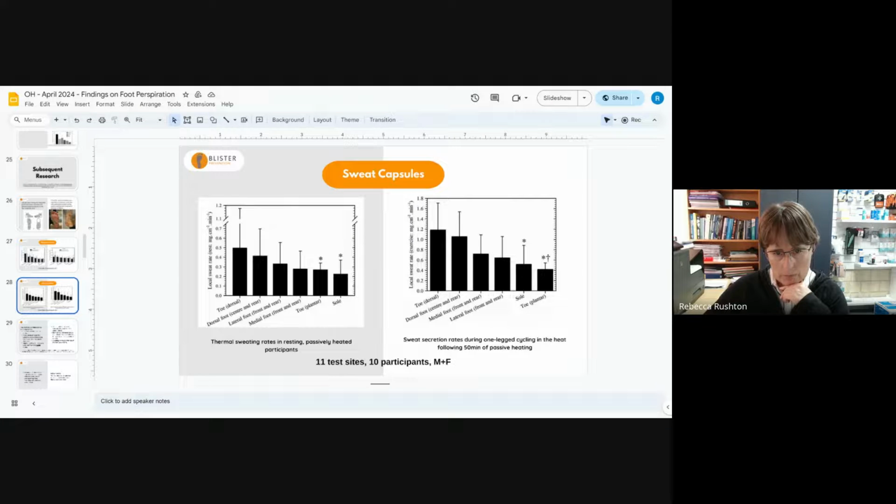And for the sweat capsules, what we can see here is the 2 plantar aspects. So the plantar toe and the sole of the foot, these are the lowest. And the dorsal toe and the dorsal foot are the 2 highest here and 2 highest here, and then the lateral and medial. And in this one, it's turned around, medial and lateral. So this was the second study using the capsules. This was the passive heating, where they just had that wetsuit on that they put the hot water in, and this was the cycling, the one-legged cycling.